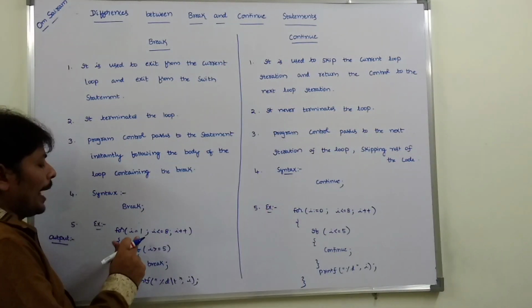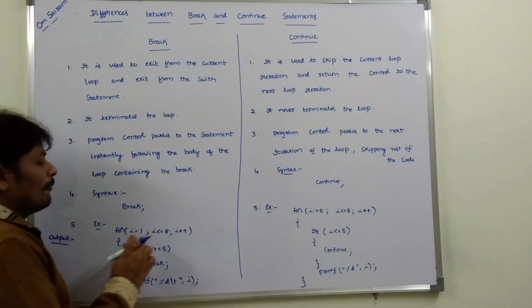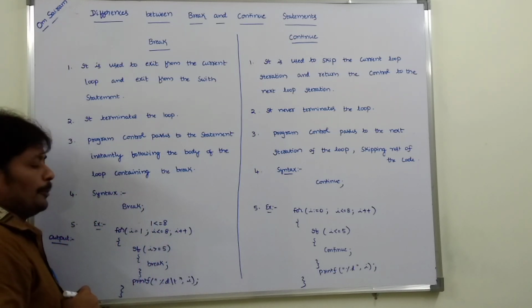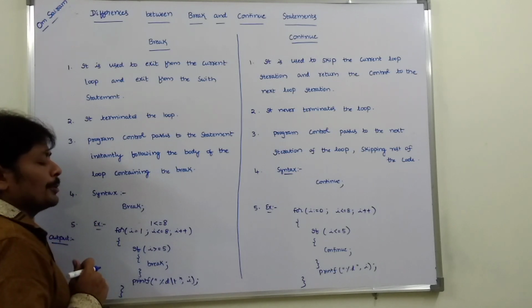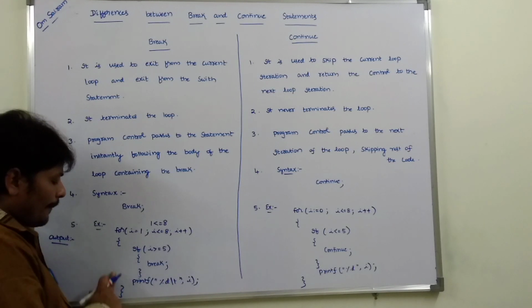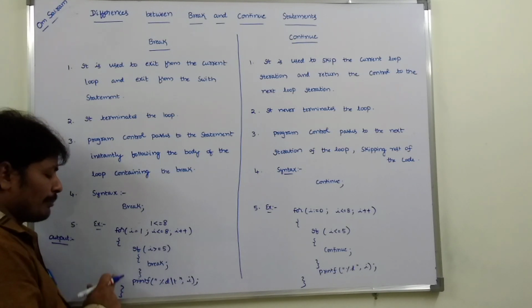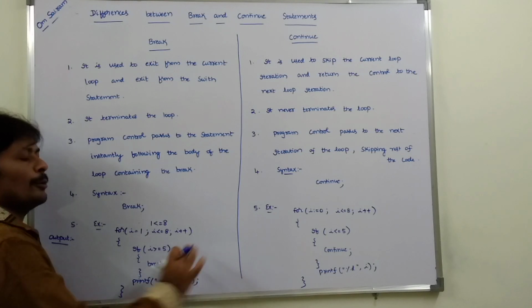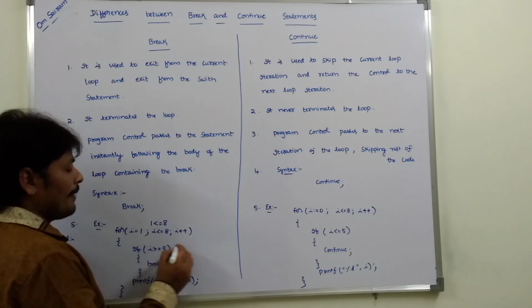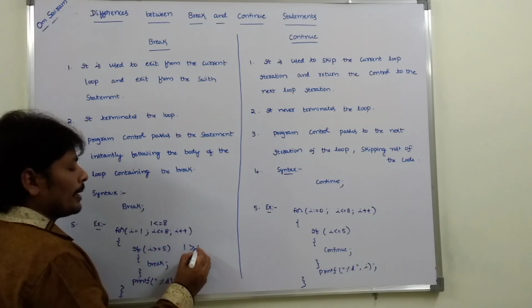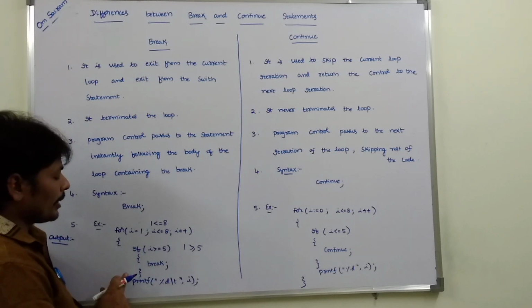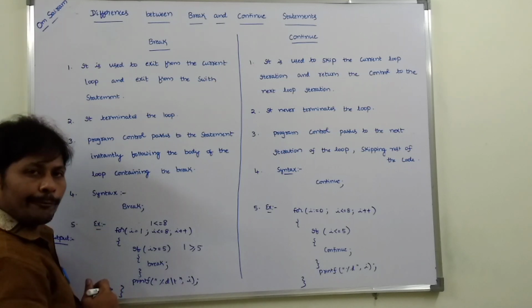Now consider i value is equal to 1. 1 less than or equal to 8, condition true. If the condition is true, the program control enters into the body of the loop. Between the opening brace and closing brace, the body of the loop is present. If i greater than or equal to 5, i value is 1, 1 greater than or equal to 5? Condition false. If the condition is false, then control goes to after the if block.